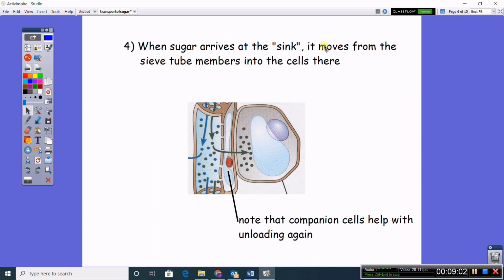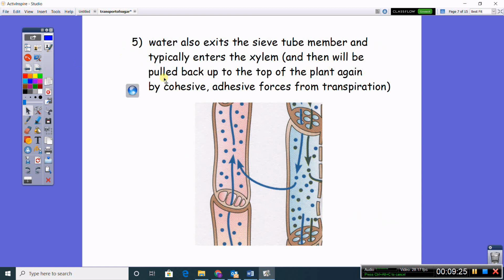Okay, when sugar arrives at the sink, it moves from the sieve tube members into the cells there, and once again, the companion cells are helping with unloading. So this might be a parenchyma cell in a root. They make up a lot of the cortex and the pith, remember? So that might be a parenchyma cell in a root. Well, now that the sugar's been unloaded, water doesn't have any desire to be there, so the water is going to also exit the sieve tube members, and it's entering the xylem at a lower point.